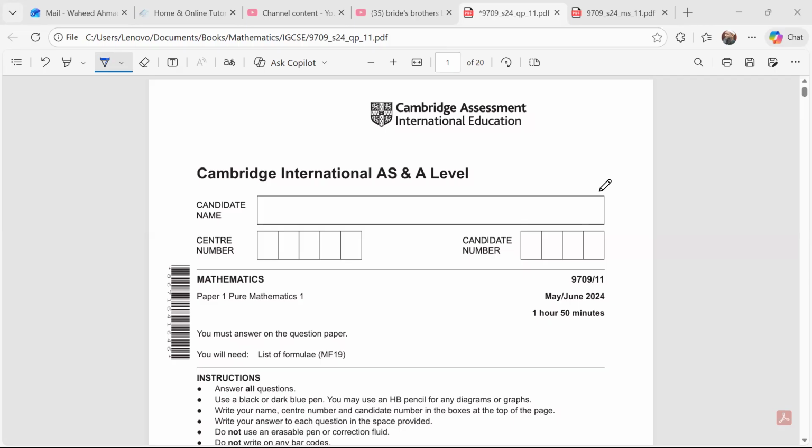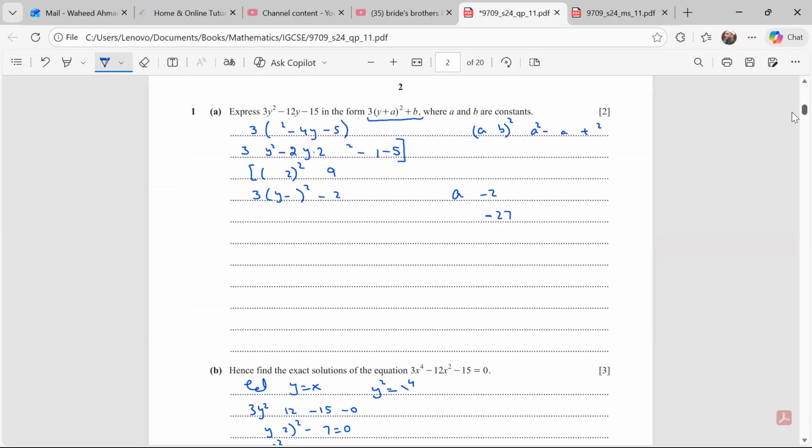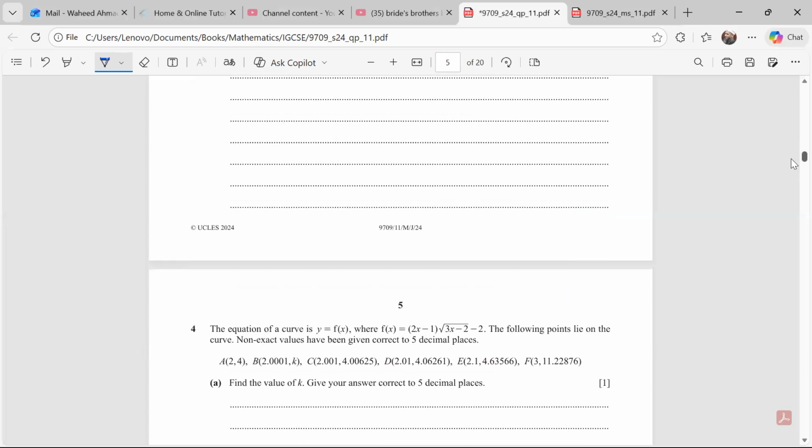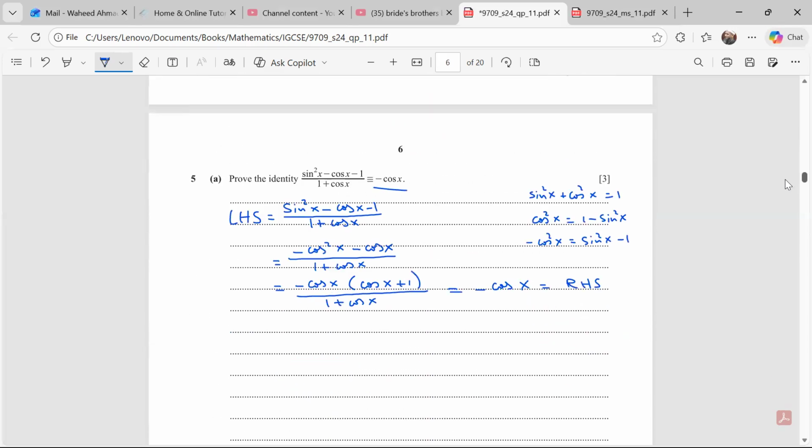We have been solving these past papers. Right now I have Mathematics, Pure Math 1, May/June 2024. This is the paper we have been solving. We did 6 questions in the past few videos. So today I will be doing the 7th, question number 7. I believe 7, yeah?